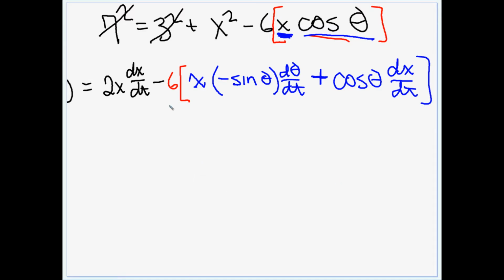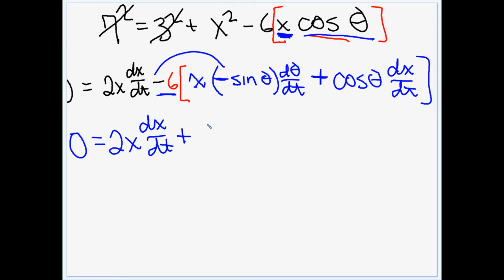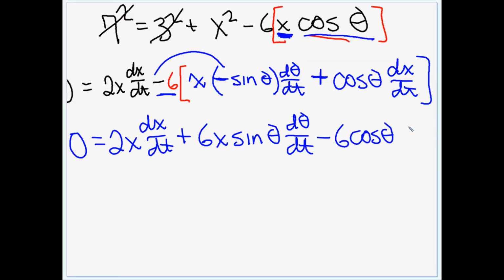Okay, let's distribute that negative 6 now. 0 equals 2x dx dt. Here we've got a negative 6, and don't forget this negative here. That'll distribute, turn into a plus 6x sine theta d theta dt. Distribute the negative 6. This is now a negative 6 cos theta dx dt.